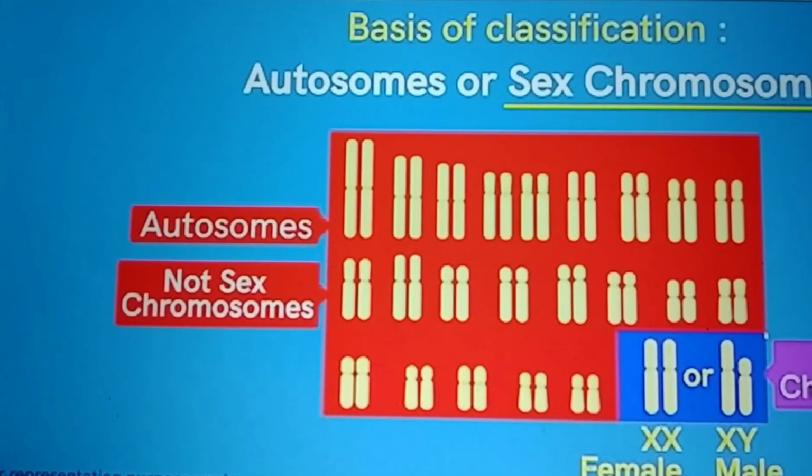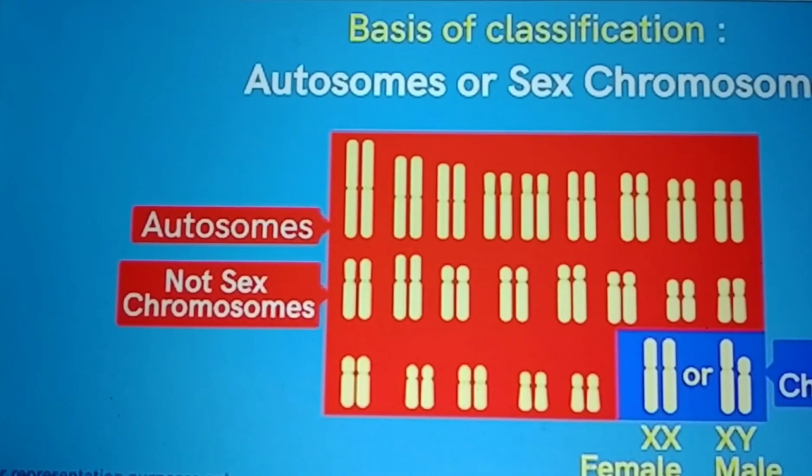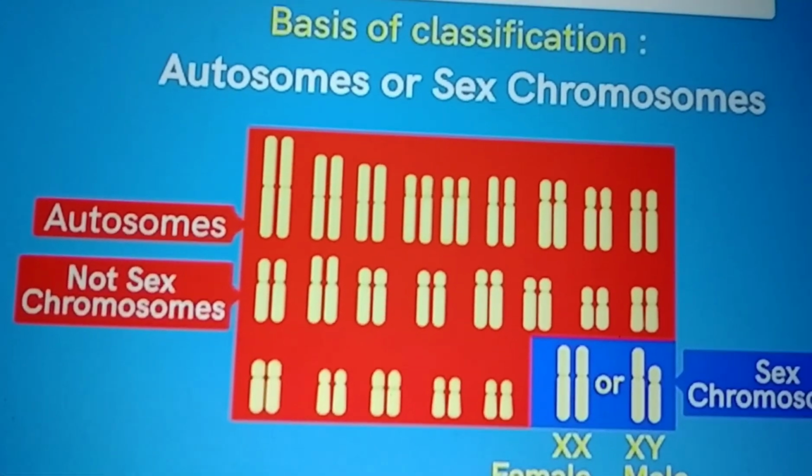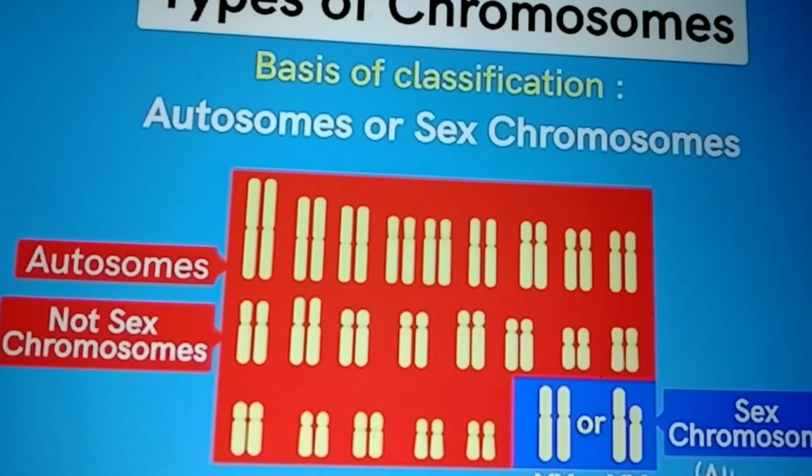This pair is the sex chromosomes. So the chromosomes which help in determining the sex of an individual are sex chromosomes, or even called allosomes.